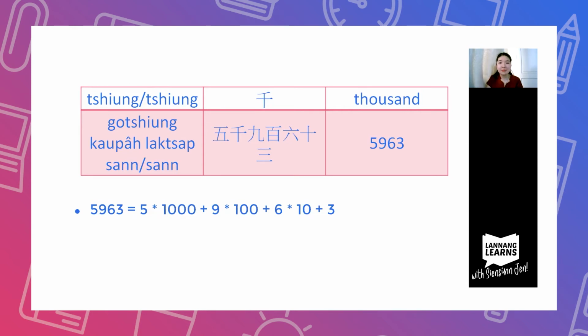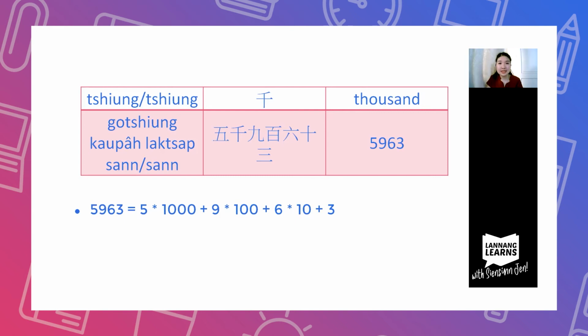Let's take our example here below. We have 5,963. How do we say this in Hokkien? First, we take the 5,000. So that's 5 times 1,000. That's why we say go ching, 5 times 1,000. Then 900 is 9 times 100. So we say gao pa.